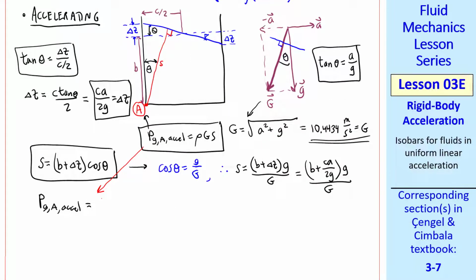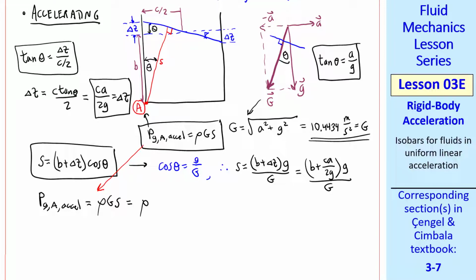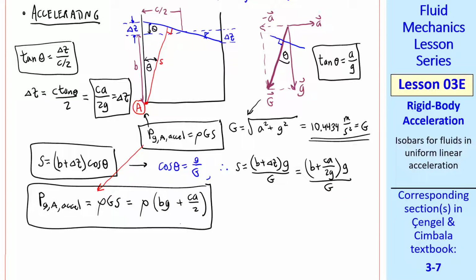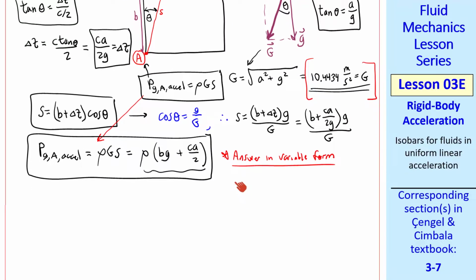And the gauge pressure at A for this accelerating case becomes rho times capital G times s, but the G cancels out, and we do a little bit more algebra to get this expression. This is our answer in variable form. Although we calculated capital G, if you stay in variables it drops out and we never really need capital G to get our answer. This is one of the reasons why it's always good to stay in variable form as much as possible. Now we can plug in our numbers.